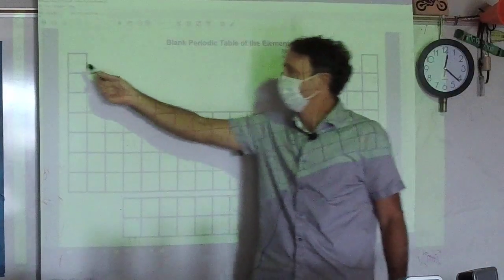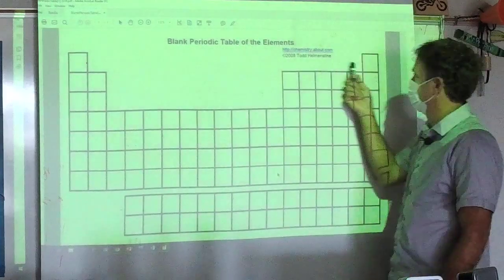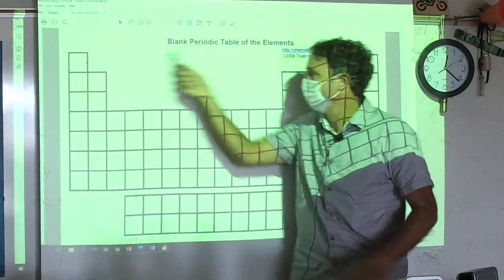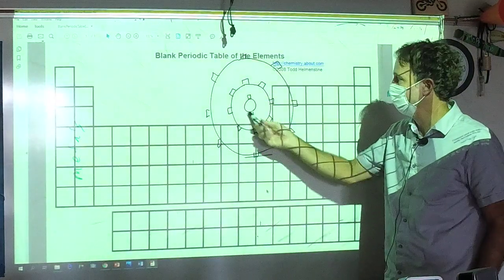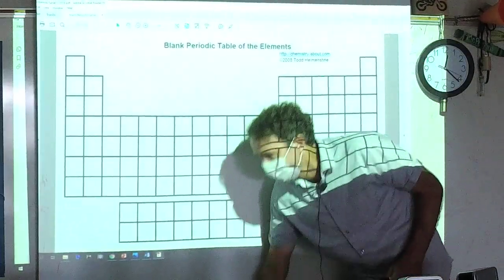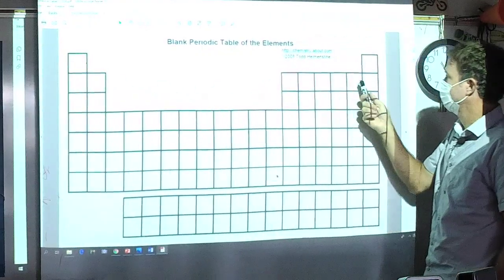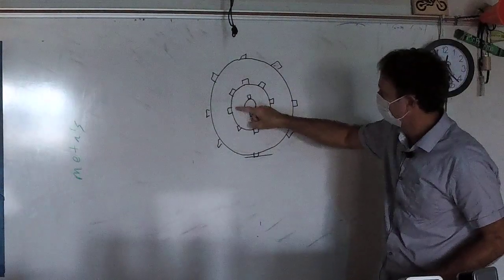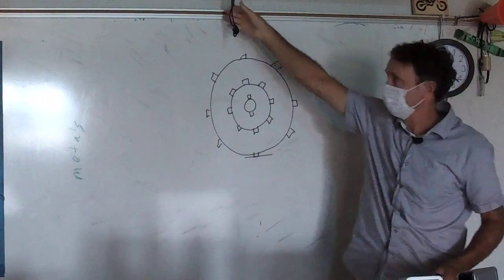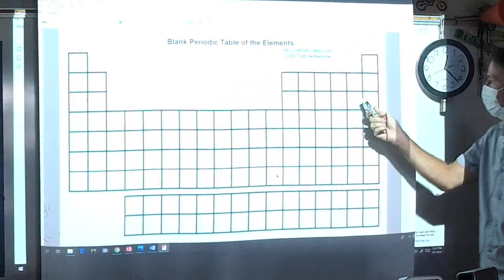And you'll see the first row right here, or the first horizontal row, or the first period, has 2 squares in it. Well, those are these 2 squares. Okay? The second period of the periodic table has 1, 2, 3, 4, 5, 6, 7, 8 squares in it. Well, guess what? Those are these 1, 2, 3, 4, 5, 6, 7, 8 squares, right? And then when we get down to the third period, 1, 2, 3, 4, 5, 6, 7, 8.